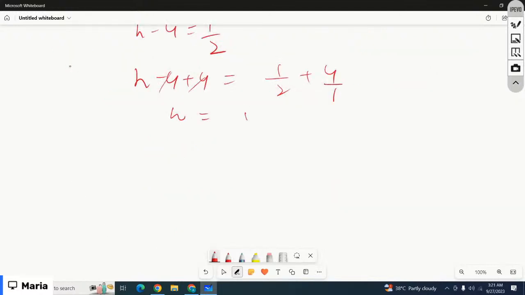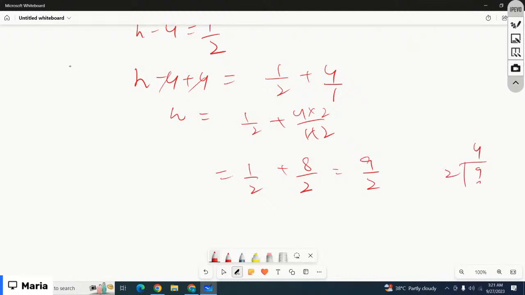So it would be 1 over 2, and 4 times 2 divided by 1 times 2, right? That would be 1 over 2 plus 8 over 2. Now they have like denominators, you can add, that would be 9 over 2. And when you divide 9 by 2, 2 times 4 is 8 and 1 remaining. So it is 4 whole 1 over 2. So the correct option is 4 whole 1 over 2, right? We know how to add the fractions. Got it? If you have any questions, you can ask.